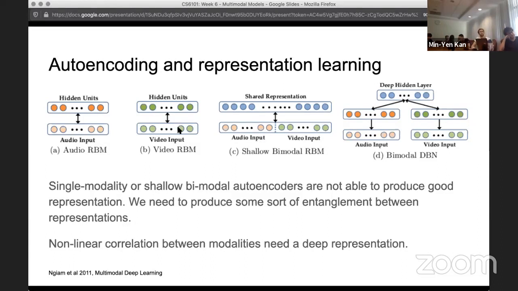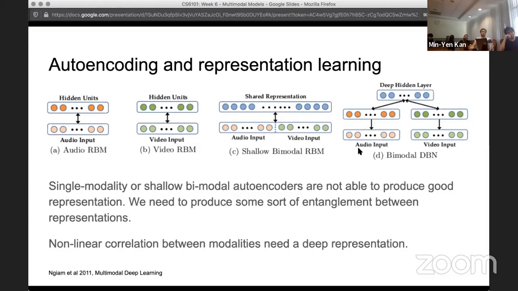For the same reason, I cannot train a shallow bimodal restricted Boltzmann machine by just concatenating both inputs and trying to get a shared representation, because at the end of the day, some parts of my shared representation represent just audio data, and some parts represent only video data. So they're not entangled.